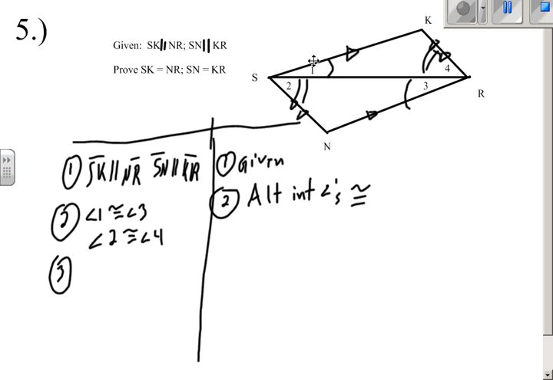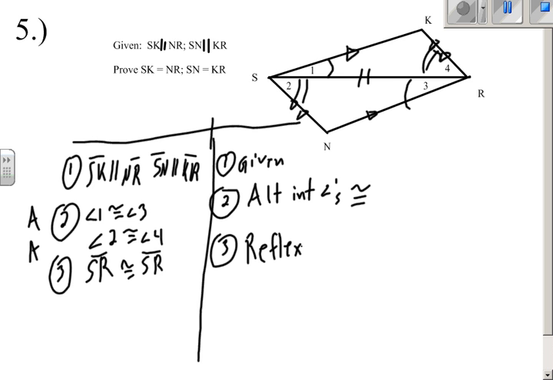Step 3. Now if you look here, we have an angle and another set of angles. We need a set of sides in between for angle, side, angle. That's the only one that uses two angles right now. And that's going to be SR, which they share. So we'll say SR is congruent to itself. And the reason we're allowed to say that in geometry is the reflexive property. That's the reflexive property of congruence.